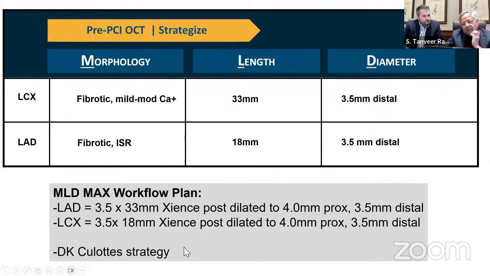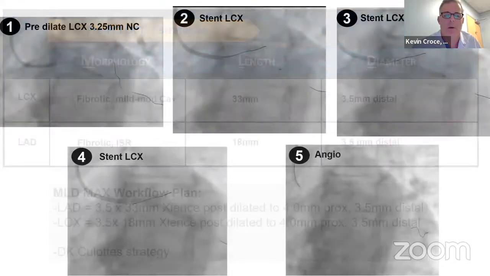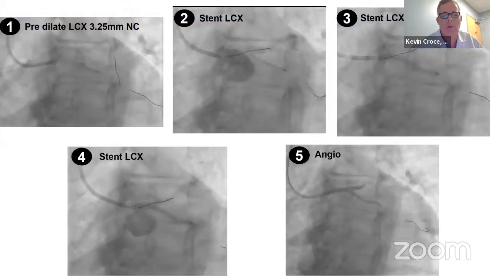Then rewiring will not be a problem. So I think this would be very reasonable for a DK culotte. That's what we decided to do also. So this is a pretty savvy audience. I won't belabor this too much.